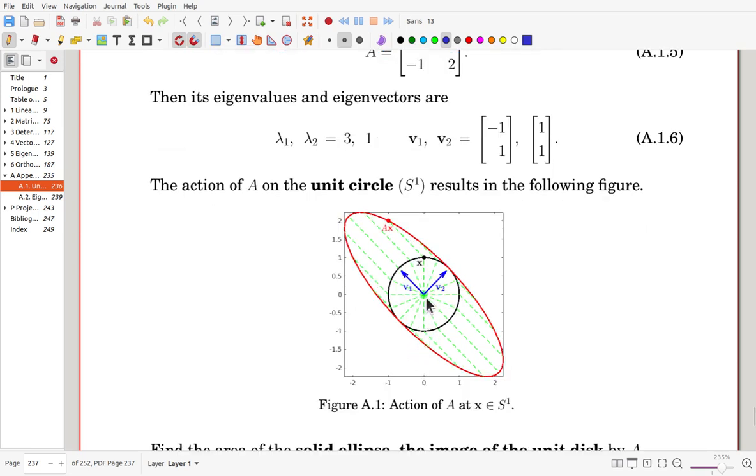For each point x on the circle, if A is multiplied, then the image Ax will be there. So for every point, if you compute the image, then we'll get this ellipse. Of course, if you choose all points inside the circle, so we consider the disk, then the image of the disk will be this solid ellipse.